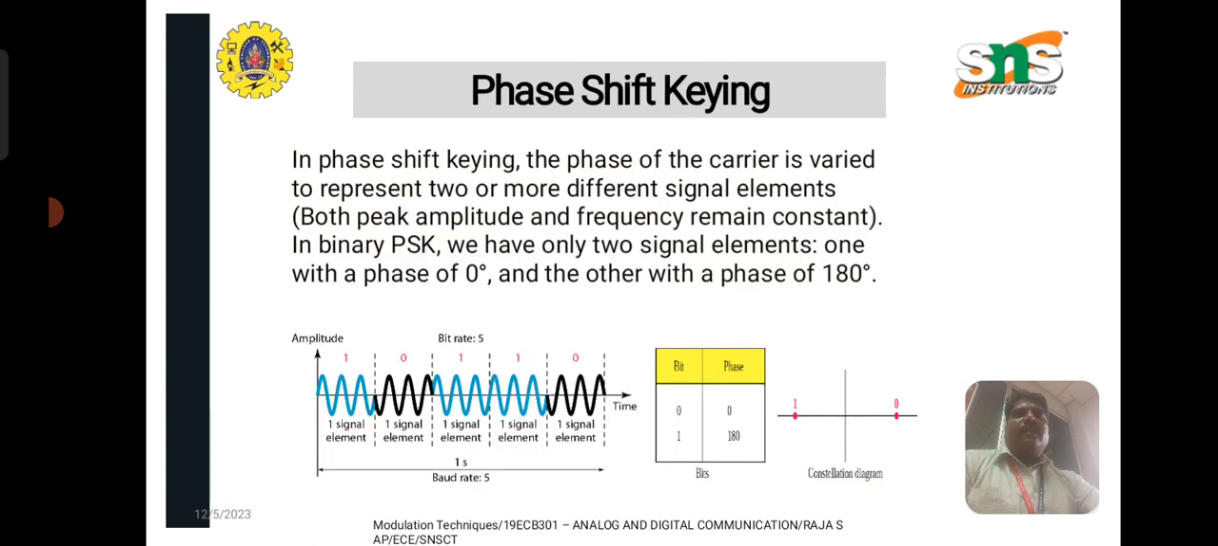In phase shift keying, the phase of the carrier is varied to represent 2 or more different signal elements, that is, both peak amplitude and frequency remain constant. In binary PSK, we have only 2 signal elements. We know that 1 means it is available, 0 means it is 180 degrees out of phase.